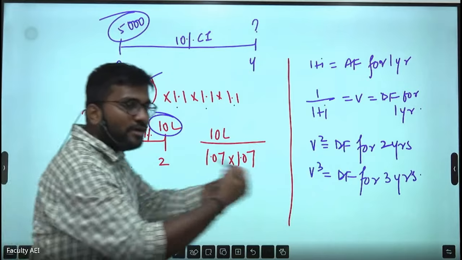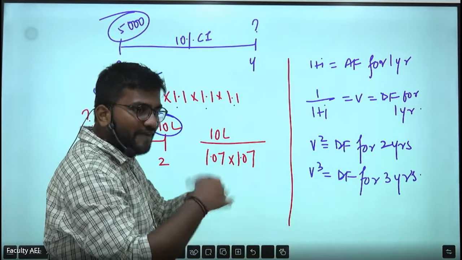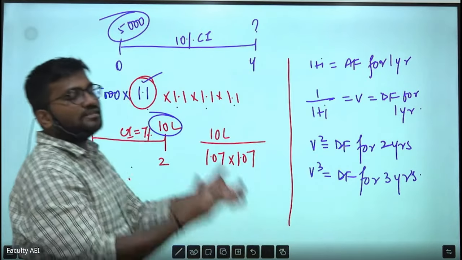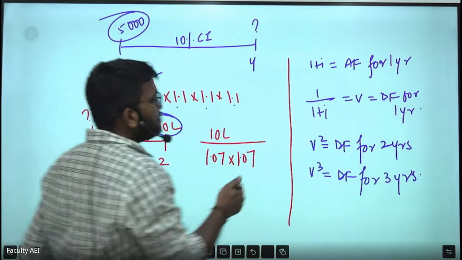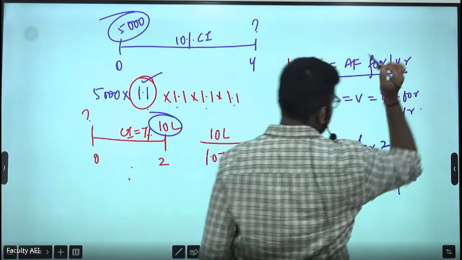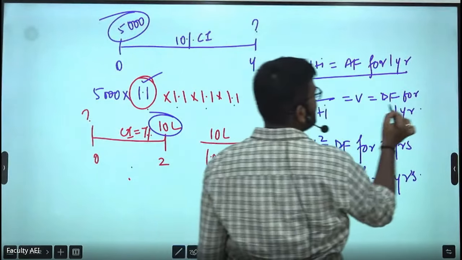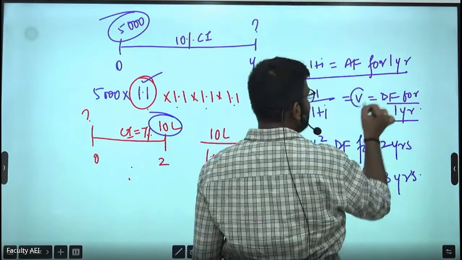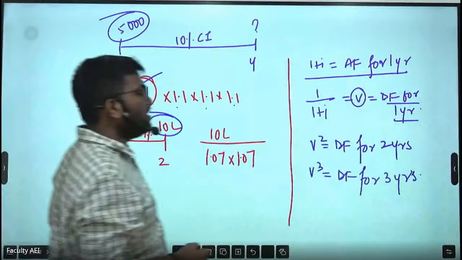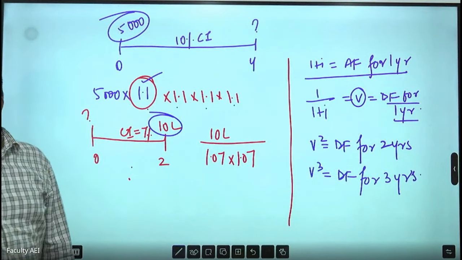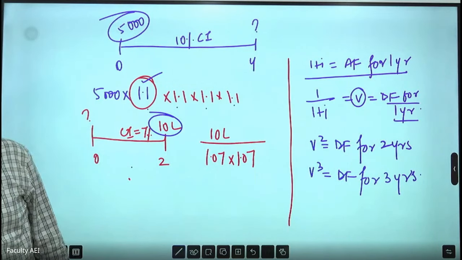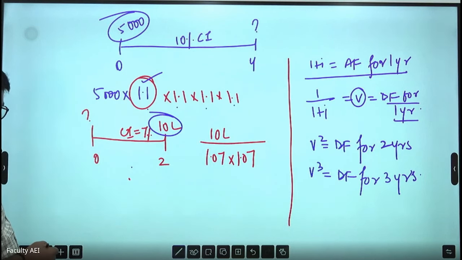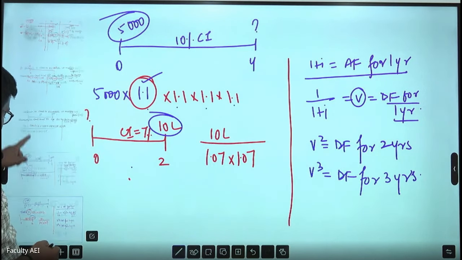Whenever we want to accumulate, we will multiply by the factor. If you want to calculate the present value, so 1 plus i is the accumulation factor for 1 year. 1 by 1 plus i is the discounting factor for 1 year, which is denoted as v. So v square is the discounting factor for 2 years. v cube is the discounting factor for 3 years. It's written reversed on the left. Arey, try to understand.